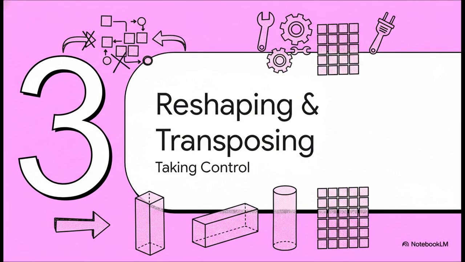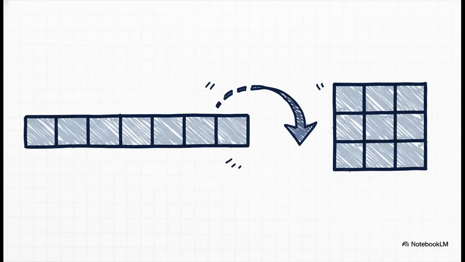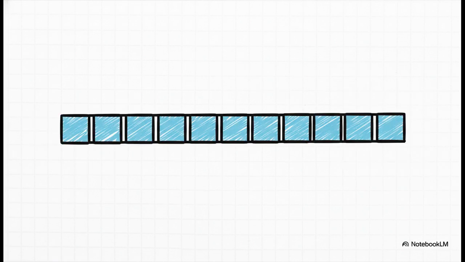And we've got two main power tools for the job, reshaping and transposing. Let's talk about reshape. I like to think of it as data origami. You're not changing the data itself, the numbers stay the same, you're just folding that same piece of paper into a different shape. So let's say you start with this, a simple, flat 1D array with 12 elements. Its shape is just 12 comma.